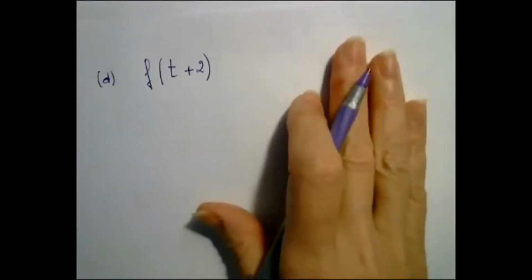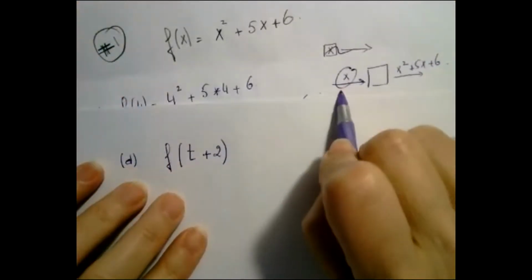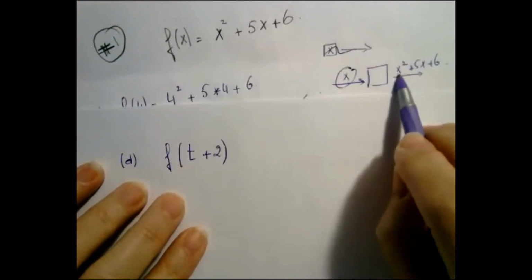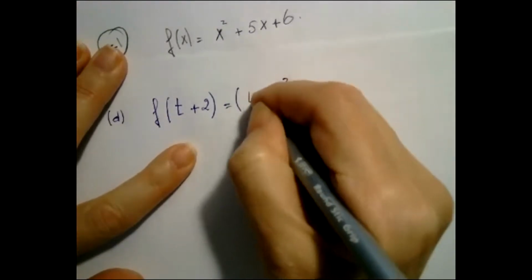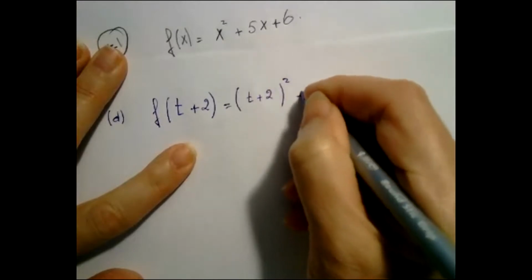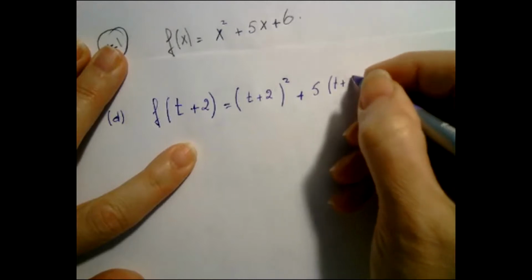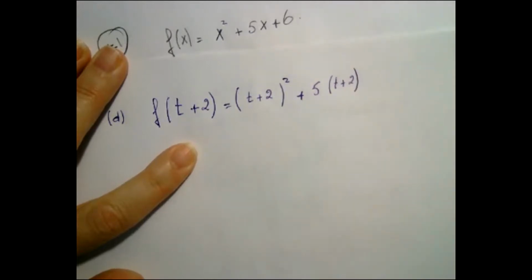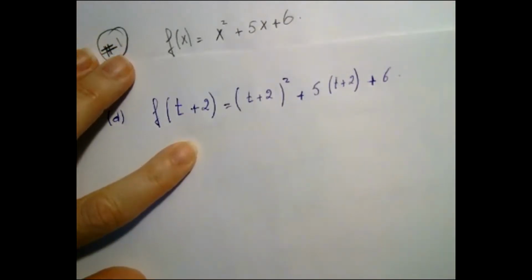All right. The rule is the following. What f does is, whatever you give it, it squares it, plus 5 times what you give it, plus 6. So f of t plus 2 is, okay, I put this. f will square whatever you give it, plus 5 multiplied by what you're going to give it, plus 6. Okay, so that's first the setup. Now, we want to simplify.